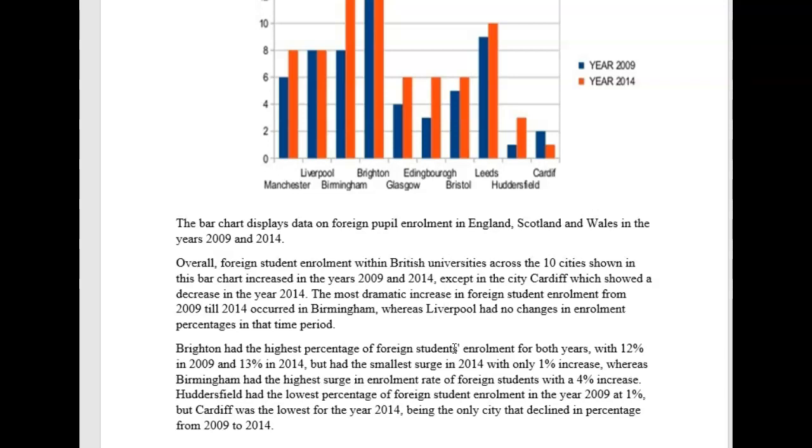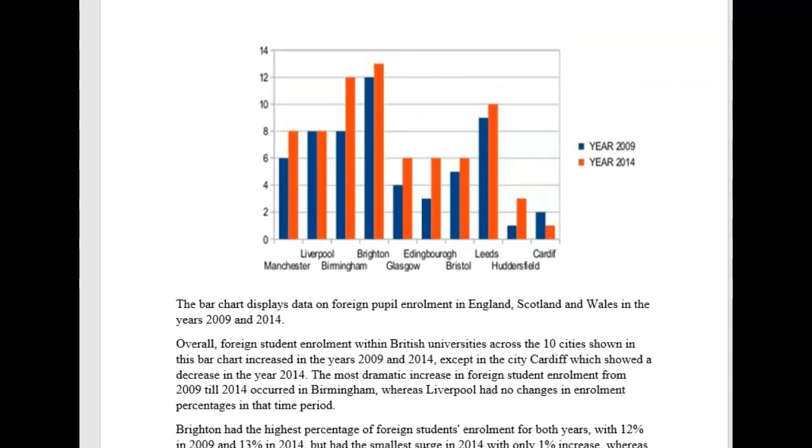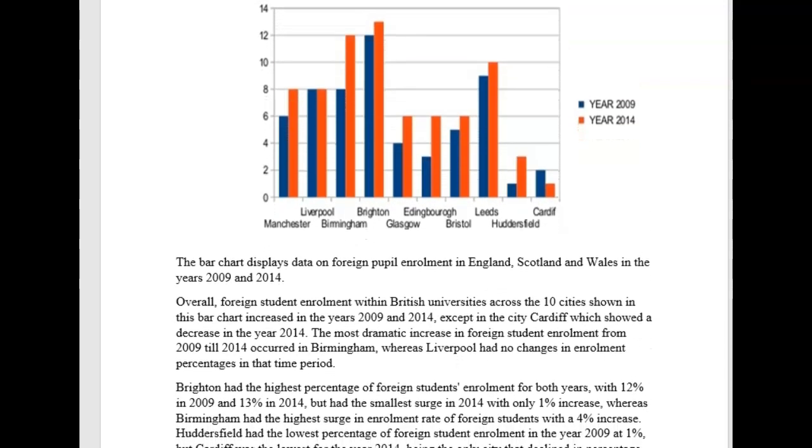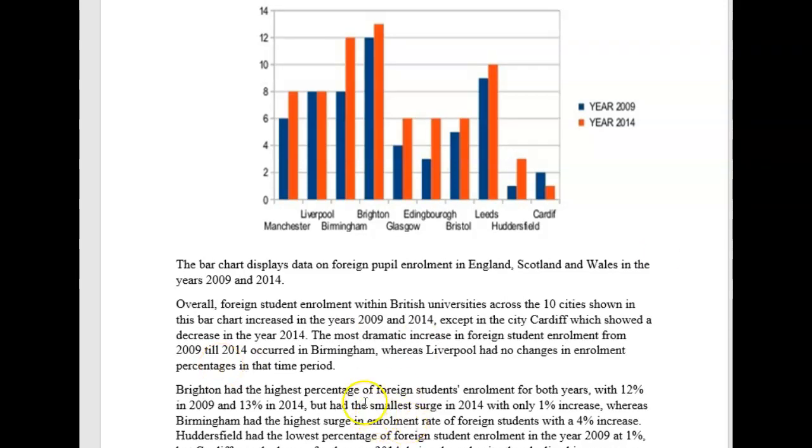With 12 in 2009, this is Brighton, right? Let me see what you wrote here. Okay, Brighton had the highest percentage with 12. Okay, I see. So this isn't really entirely accurate. It's strange to call something the smallest surge. It's like a contradiction in terms.